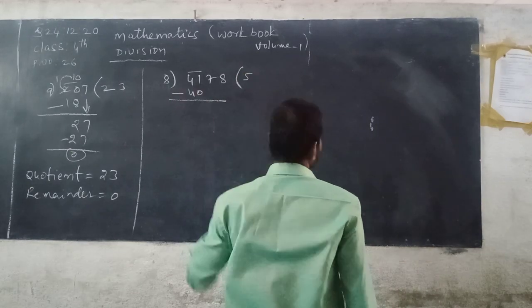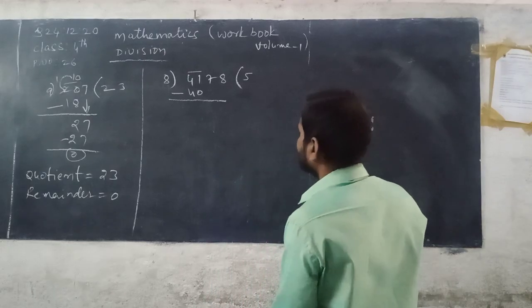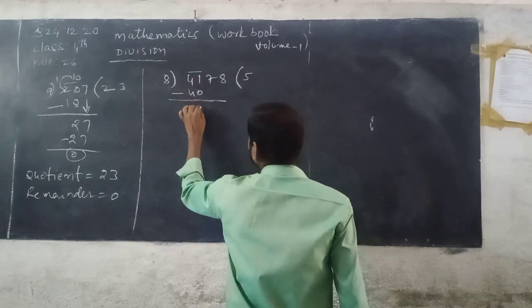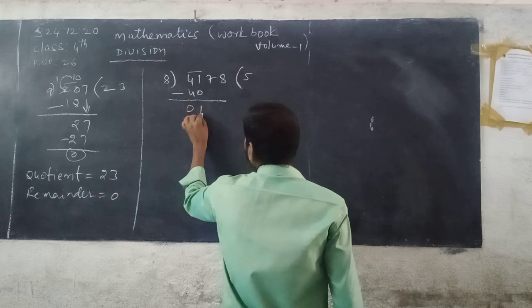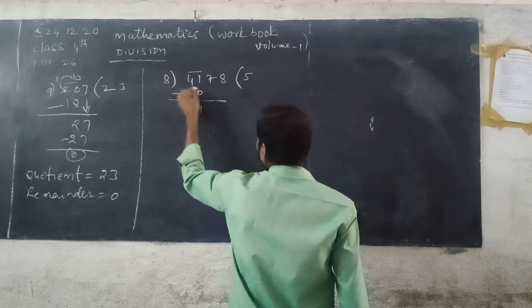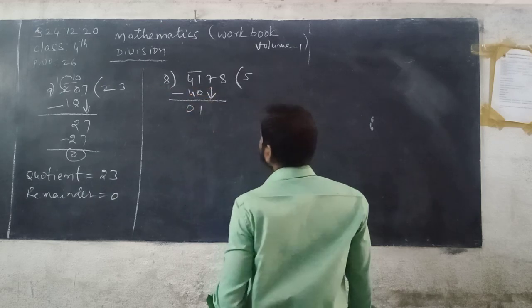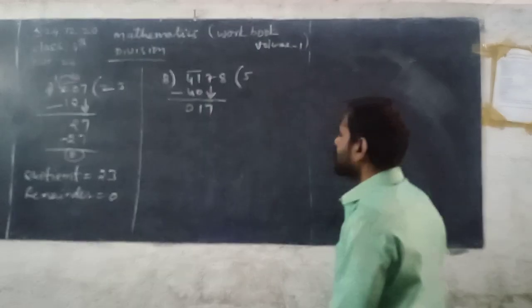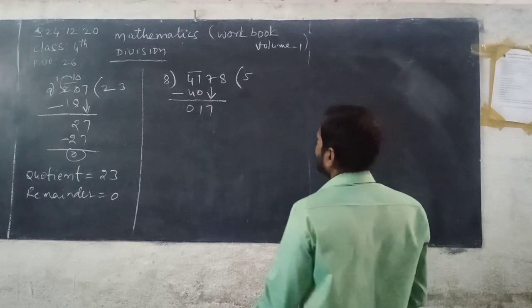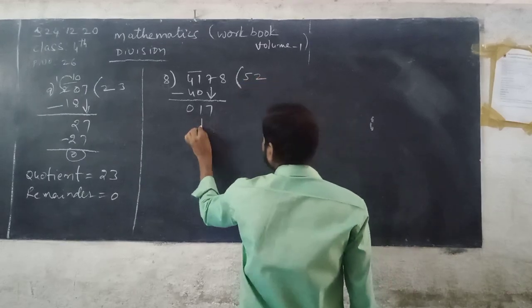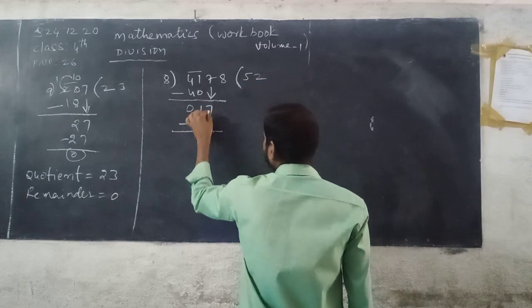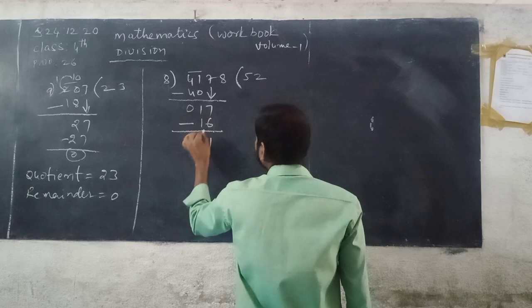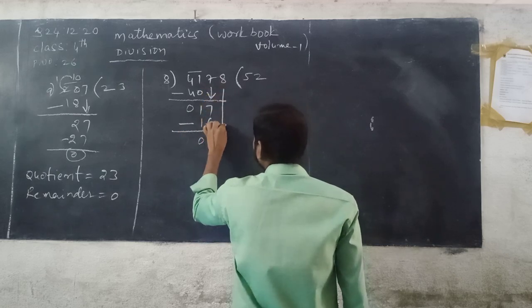See here, 40 is subtracted from 41. 41 minus 40: 1 minus 0 is 1, 4 minus 4 is 0. 1 is a smaller number than the divisor. Then we have to bring down 7 to the remainder. Then 8 ones are 8, 8 twos are 16, 8 threes are 24, 8 twos are 16 is possible. 17 minus 16: 7 minus 6 is 1, 1 minus 1 is 0. Now bring down 8 to the remainder.